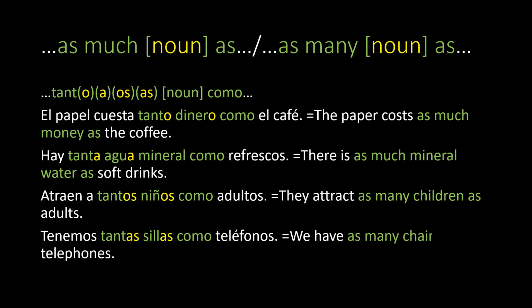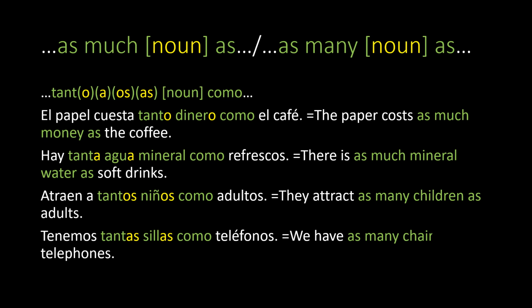Let's see how it works in the sentences. El papel cuesta tanto dinero como el café. Tanto dinero como, as much money as. Notice that dinero ends with an O, so tanto must also end with an O. In other words, dinero is masculine singular, tanto must be masculine singular too. In the second example, we see hay tanta agua mineral como refrescos. In this example, you see that agua is feminine singular. So tanta must be feminine singular as well. You see it ends with the a.